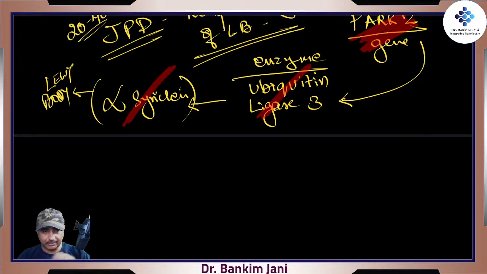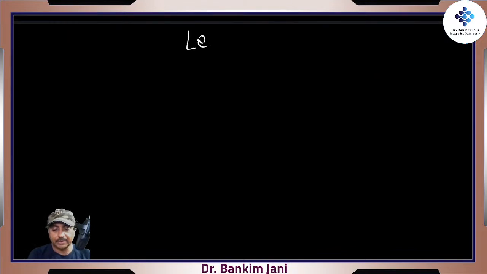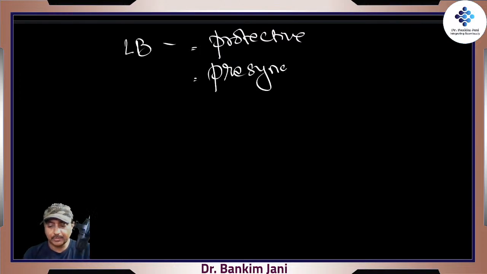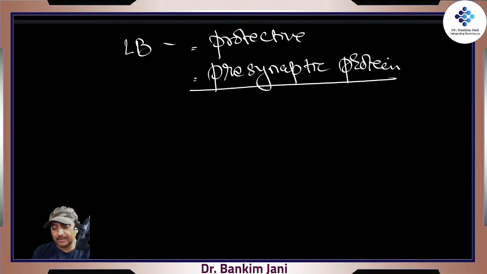When it is evenly distributed, when it is normal, it has a protective function. And one more important function of this Lewy body, or we just write LB: one is the protective function, and the second function is that this is a presynaptic protein. So that's why it has a very important role. But only when there is abnormal accumulation, trouble starts.